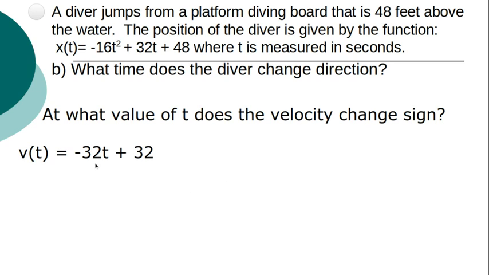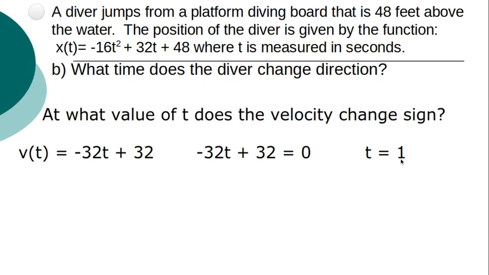So we're going to find our velocity function by taking the derivative of this function, which is pretty easy. It's just the power rule, so use any of your derivative rules necessary. We get negative 32t plus 32. We're going to take this function and set it equal to 0, and then just solve. Get t by itself, and we end up with t equals 1.